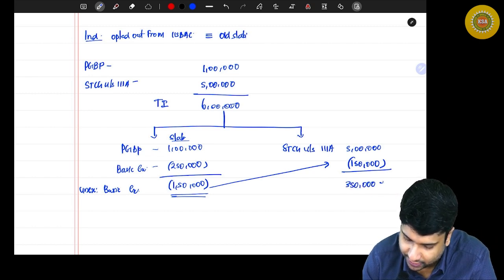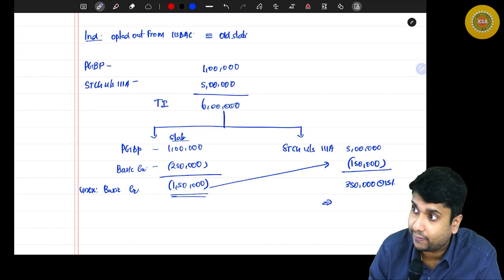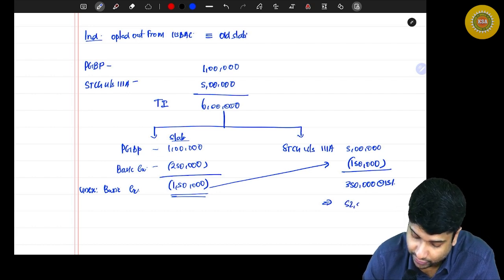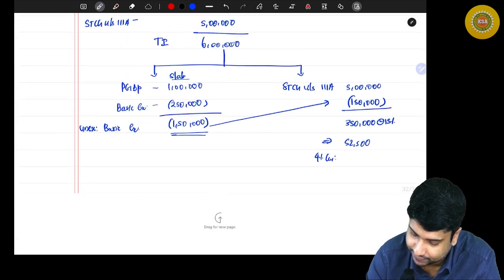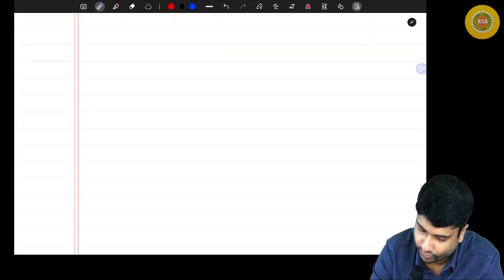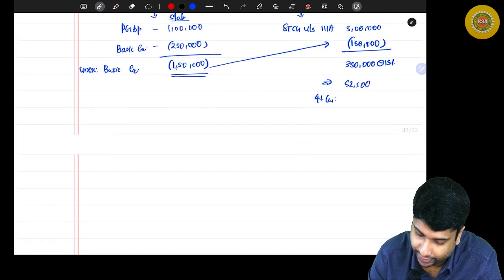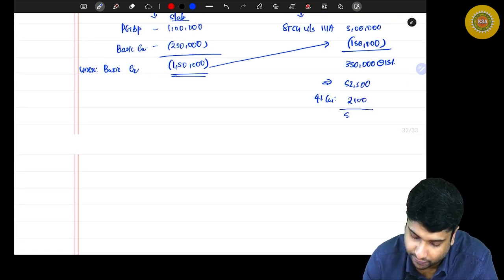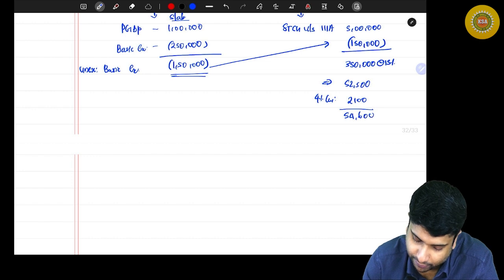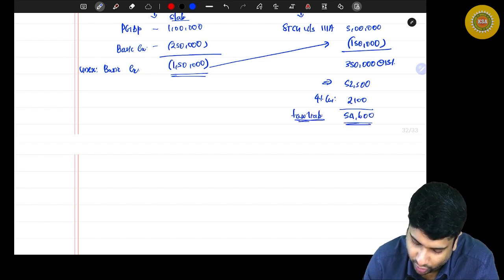3,50,000 will be subjected to 15% rate of tax. And can you tell me how much is 15% of 3,50,000? 52,500, and there will be 4% cess. And how much is 4% cess? 2,100. Adding these two, how much will be my total tax? 54,600 will be my total tax liability. Are you all with me?